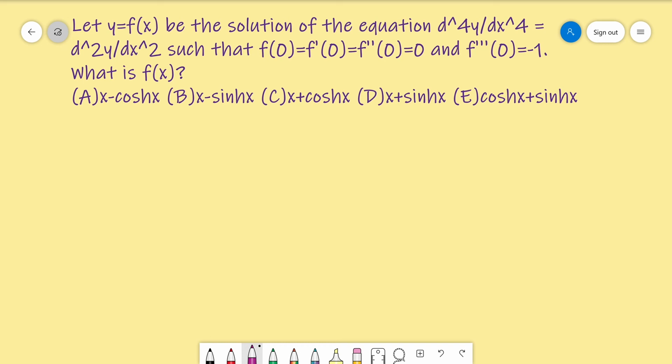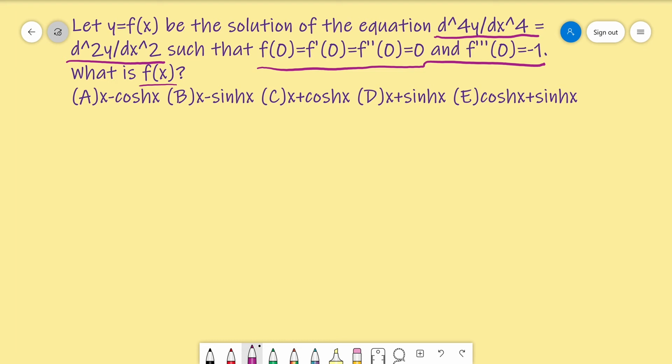Hey everyone, welcome back. This is the 8th question in the differential equations chapter of Cracking the GRE Math Subject Test. This question is not too difficult. It just requires you to remember a little bit about your hyperbolic functions. But we are given this differential equation and some initial conditions. And then we're just asked to find the function.